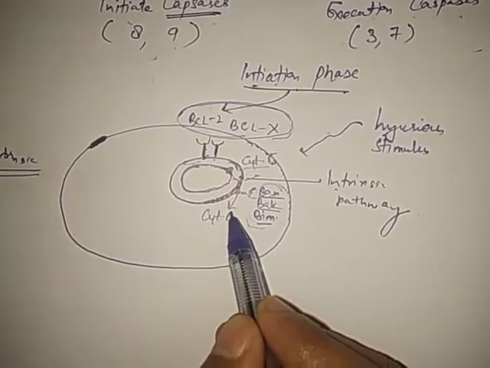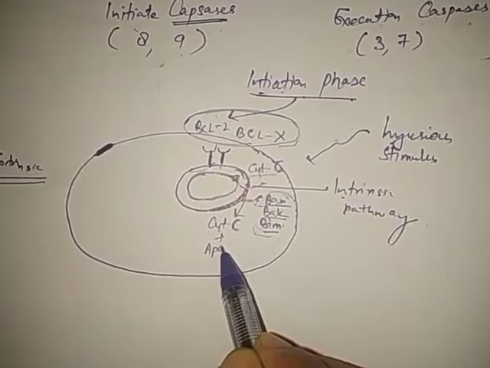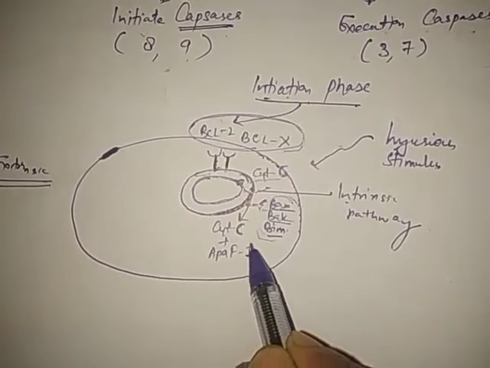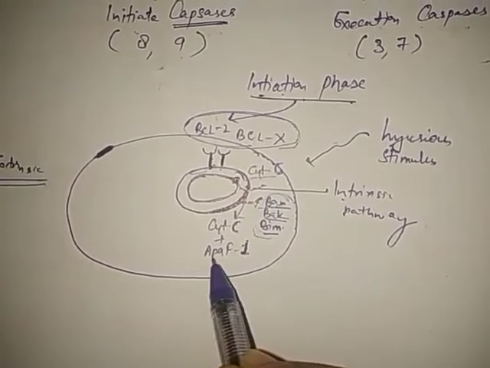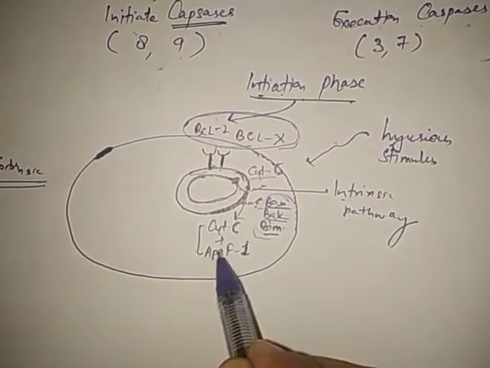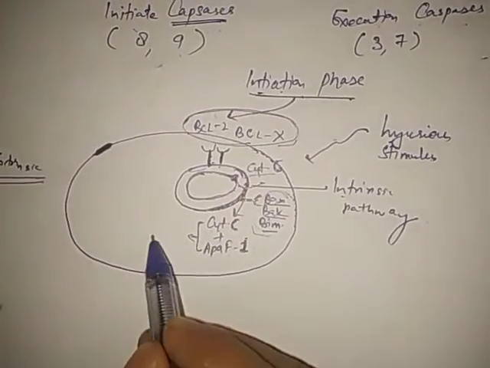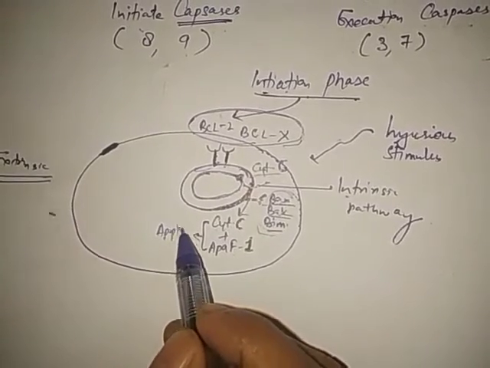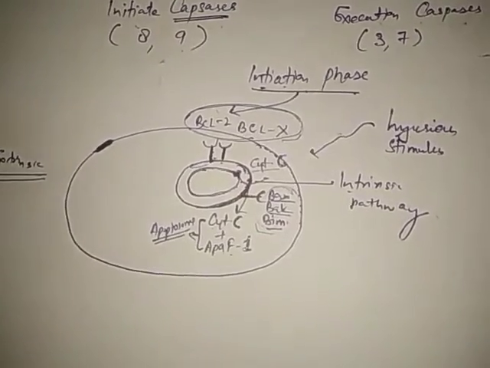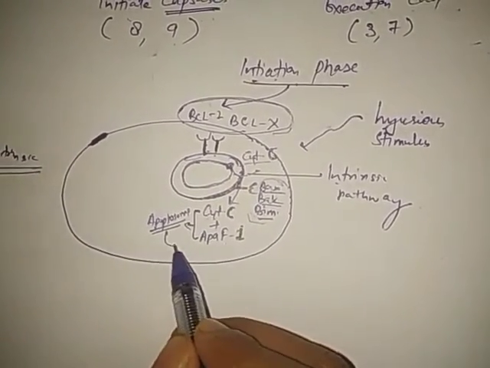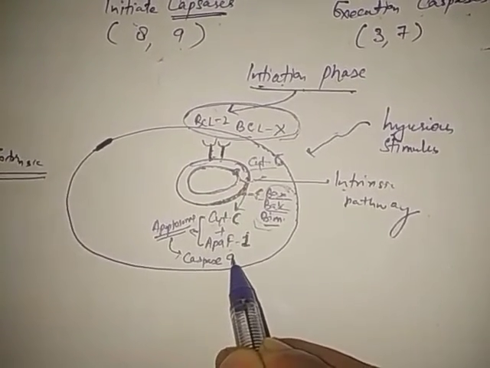And in the cytoplasm, the cytochrome C combines with the apoptotic activating factor 1, APAF1. This complex of cytochrome C and apoptotic activating factor 1 is called the apoptosome. This then activates caspase 9. Okay, this caspase 9 is activated.